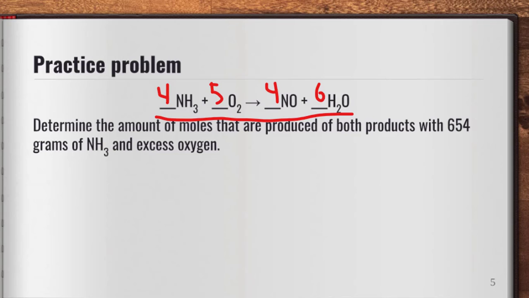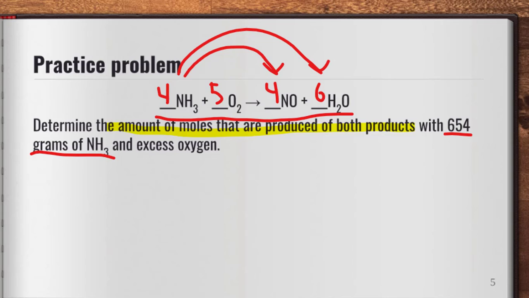All right, let's look at our problem. It says here to determine the amount of moles that are produced of both products with 654 grams of NH3. So that's my given, 654 grams of NH3. And what I need to do is determine the amount of moles that are produced of both products. So I'm going to start with 654 grams of NH3, and I'm going to have to convert to moles of NO and to moles of H2O. So how do we go about doing this? Well, let's go ahead and start with writing out our starting amount, which is 654 grams of NH3.